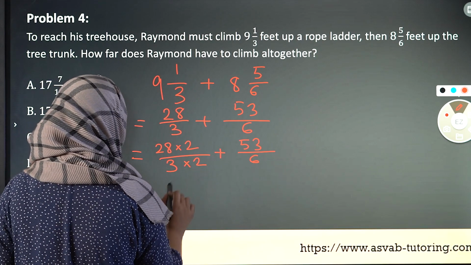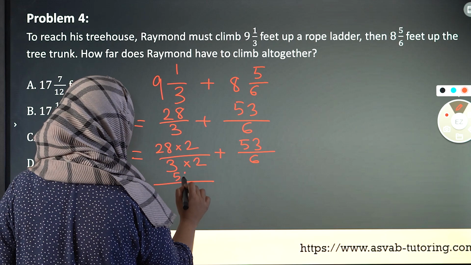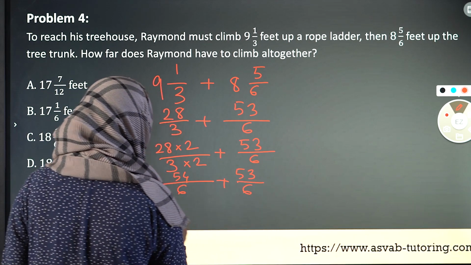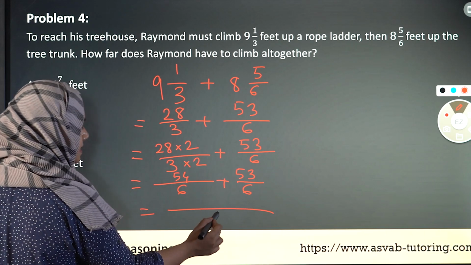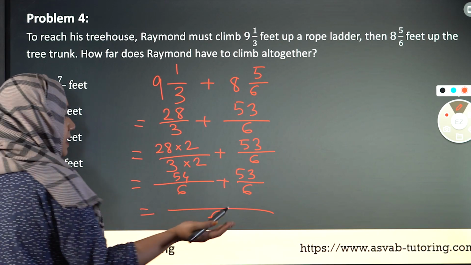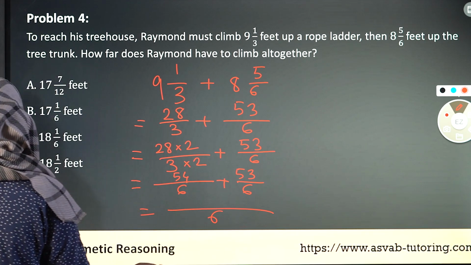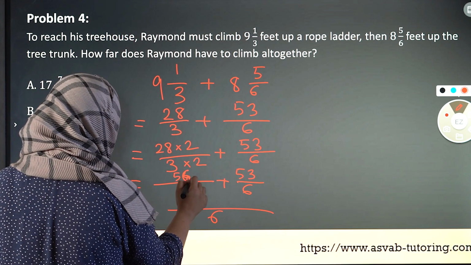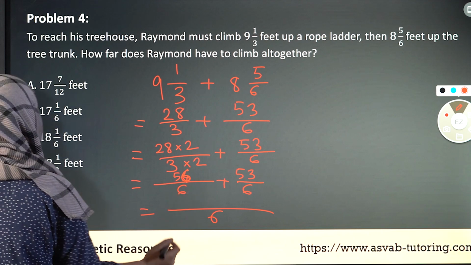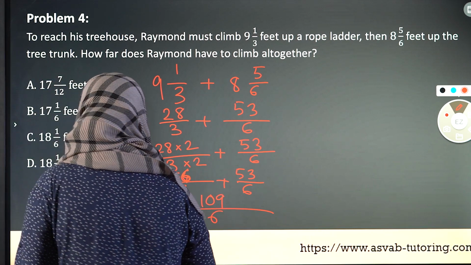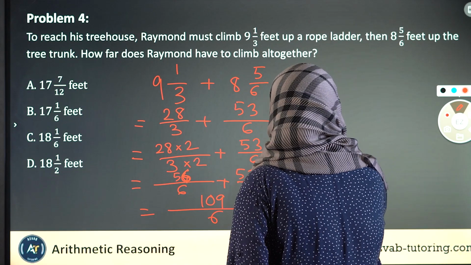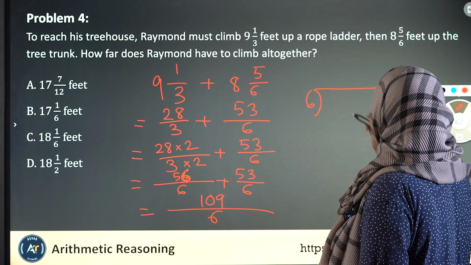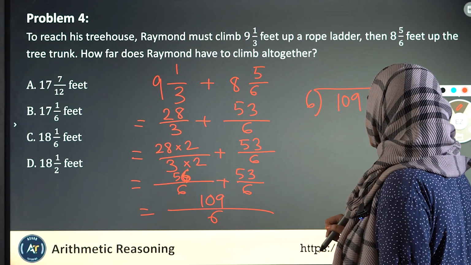Now, 28 times 2 is 56. 3 times 2 is 6. And then we have 53 over here. So now 6 and 6 are going to be 6, as you can see. And the 56 and the 53 added up to each other is 109. But as you can see, our answer needs to be in mixed fraction form. So to do that, we need to put it in this format.